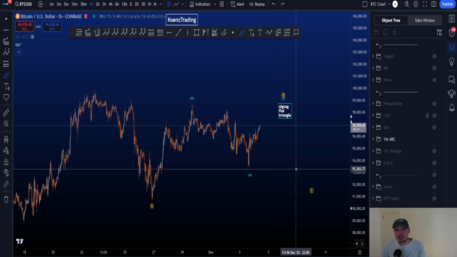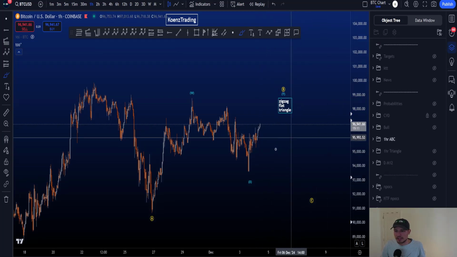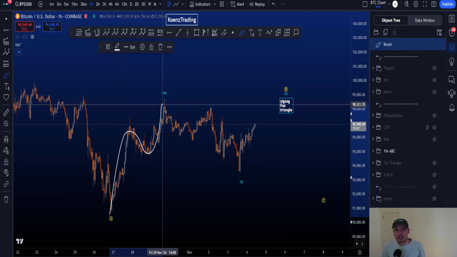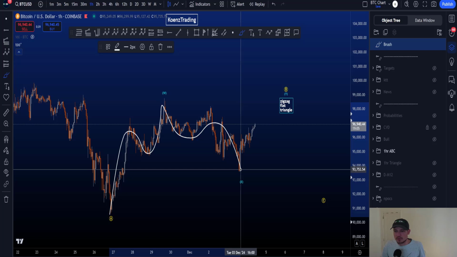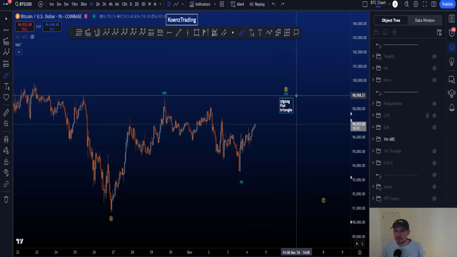Now, which scenario out of these two has higher probabilities actually depends on your wave Y, because inside B, you then have a zigzag to the upside in W, then you have your wave X, which can be any corrective structure, but then your wave Y can be a zigzag, flat, or a triangle.